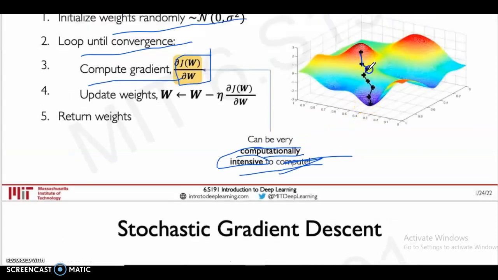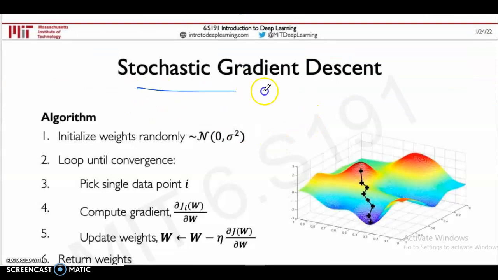Okay. The weights change until convergence. You can take points randomly here, here, here, like this. Stochastic gradient descent.